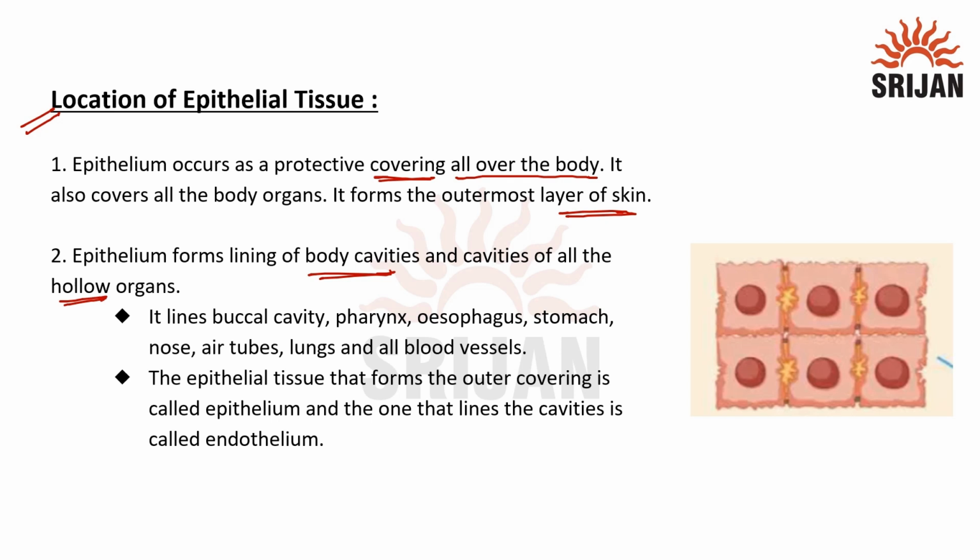So it is going to line our buccal cavity, our pharynx, esophagus, stomach, nose, air tubes, lungs, blood vessels. Everywhere we are going to find this epithelium. And the epithelial tissue which is going to form the outer covering would be called the epithelium, but the one which is going to line the cavities internally would be called the endothelium. So epithelium means the outer covering, and the endothelium means the one that lines the cavity.